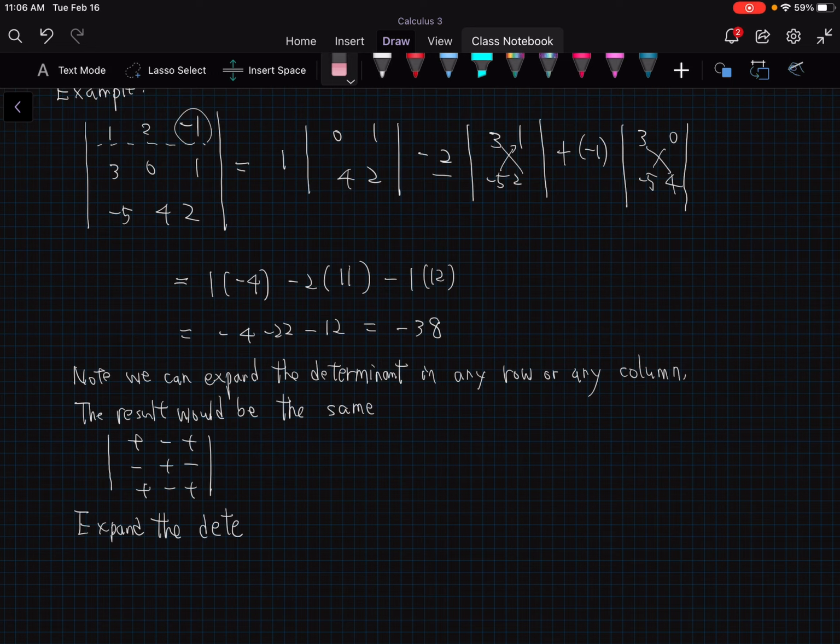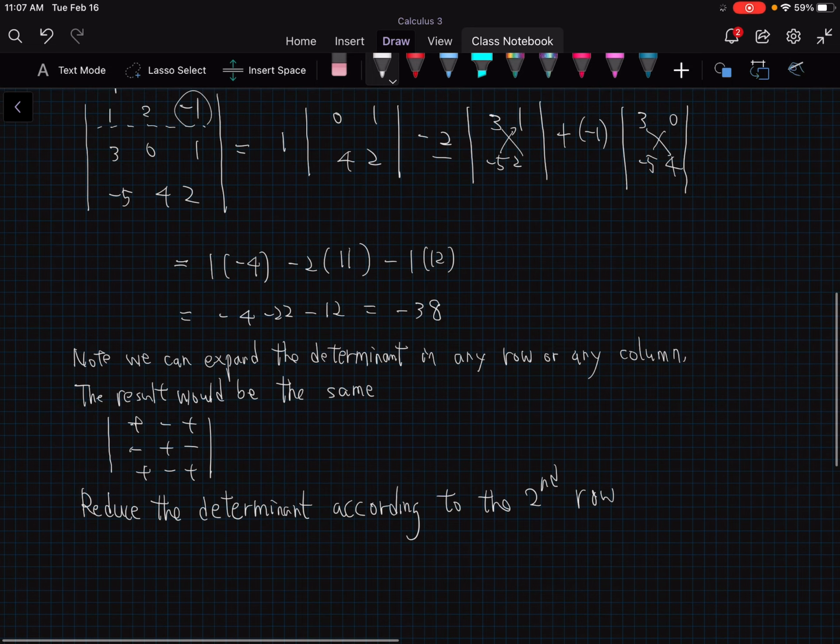Let me just reduce. How about that? Determinant according to the second row. So what does that mean? I have started with 3, but it's positive, negative, so I have started with negative 3, right? Times, you cross out this column and this row, you get what?